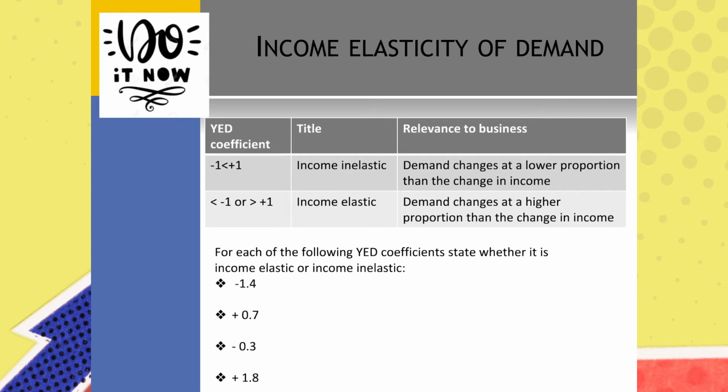And then if it is greater than -1 or greater than +1, we call that income elastic. So this means that demand changes at a higher proportion than the change in income. Okay, so for each of the following coefficients, state whether they are income elastic or income inelastic. So pausing the video now, writing this out again in your books, it's important information, and having a go at those questions.